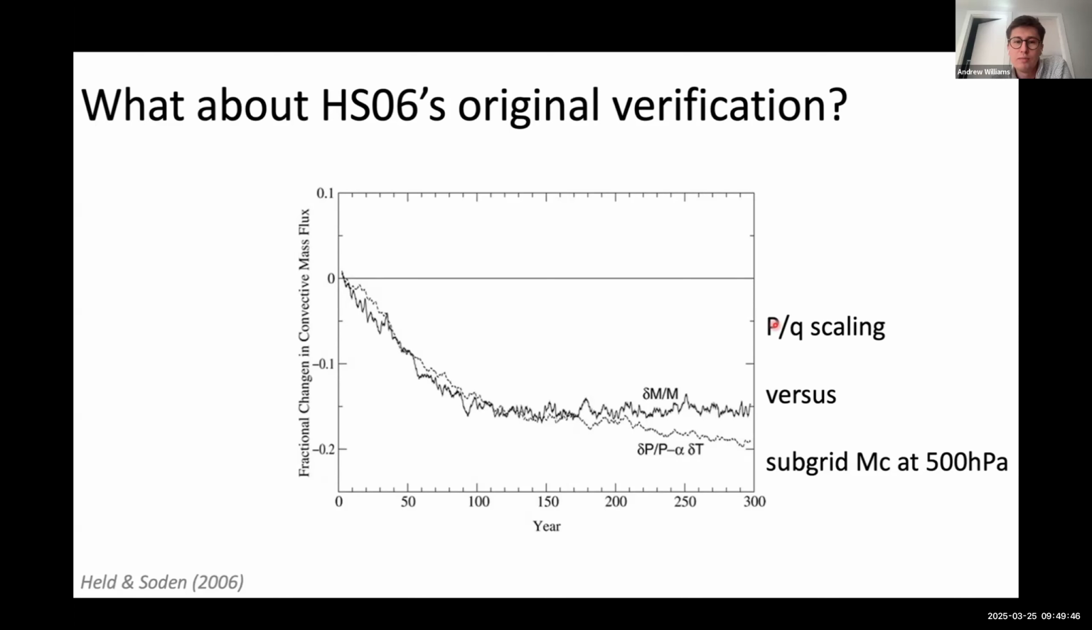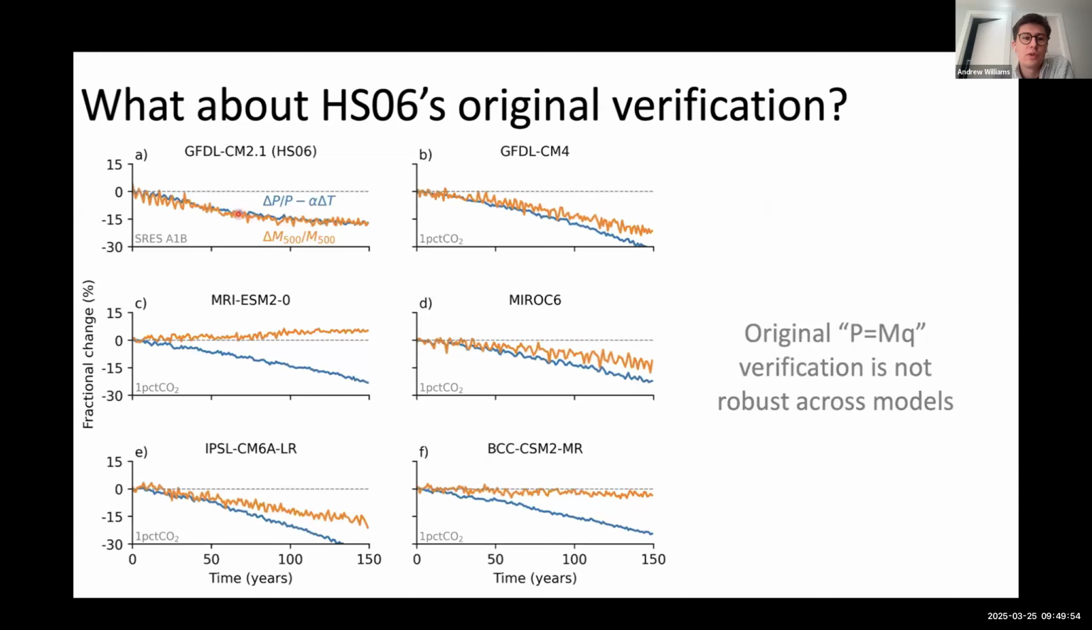But nowadays we have many more models with P, Q and subgrid M to make this plot with. And this is a reproduction of that original plot here. And basically what you see is that P equals MQ predicts a decrease in mass flux, in blue, in all of these models. But the models actually simulate, again, very wide changes in mass flux, and they don't always follow as well as they do in this CM2.1 model. So this original verification doesn't appear to be a robust source that we can take a lot of confidence from when we look across models.